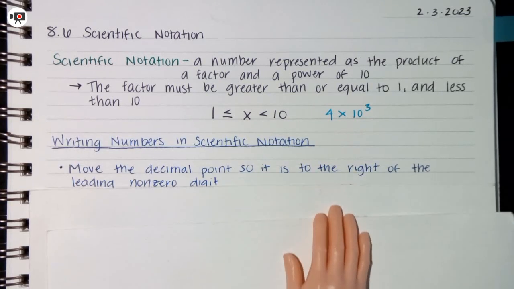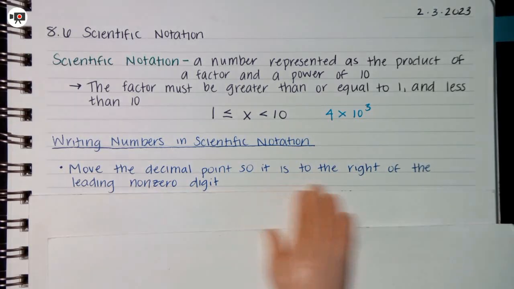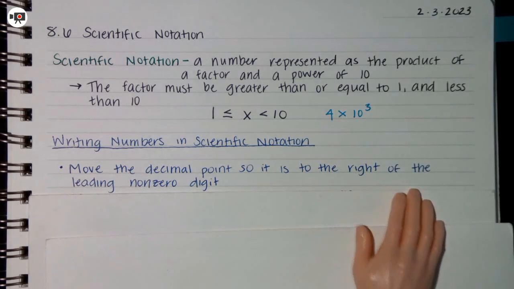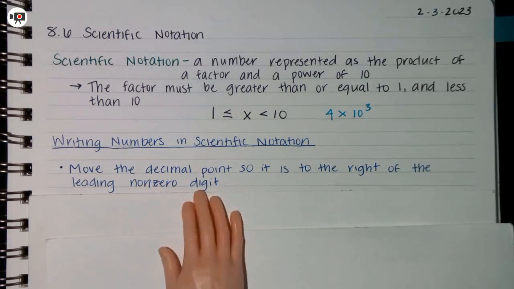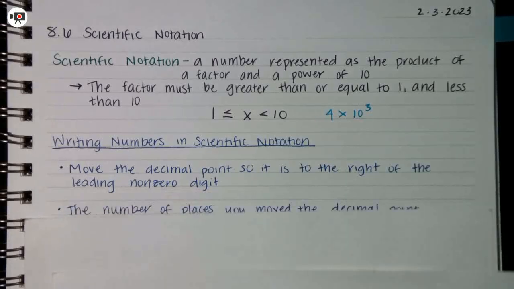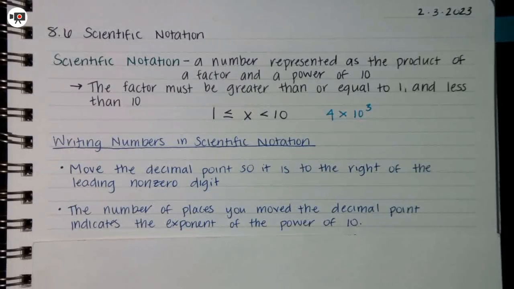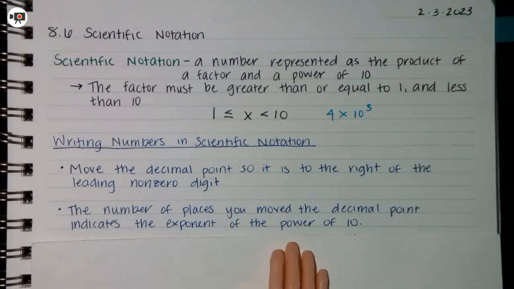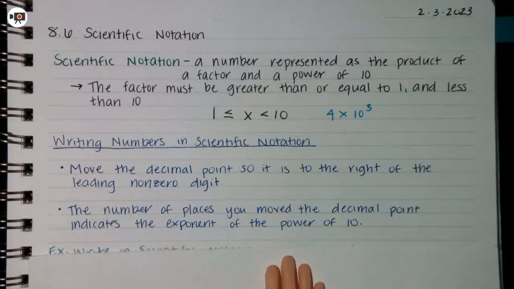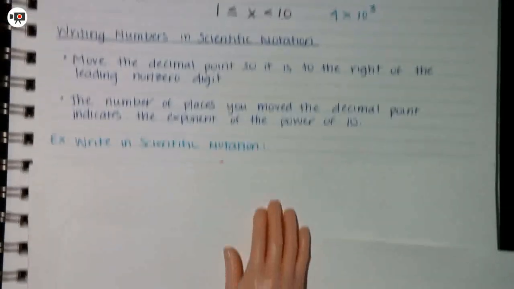So to write numbers in scientific notation, we're going to move the decimal point so it is to the right of the leading non-zero digit, so the first real number that we have. Then the number of places you move the decimal point indicates the exponent of the power of 10. So similar to how we did with estimating quantities in 8.5, the only difference here is that we are not rounding the numbers first. So we're going to write them in scientific notation.